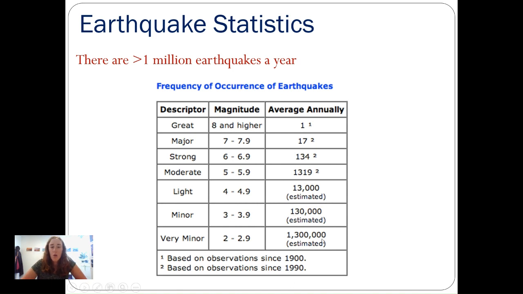And then as you go up in magnitude, as they get stronger and stronger, we usually only have one really, really big earthquake every year on average, and about 17 major earthquakes every year.